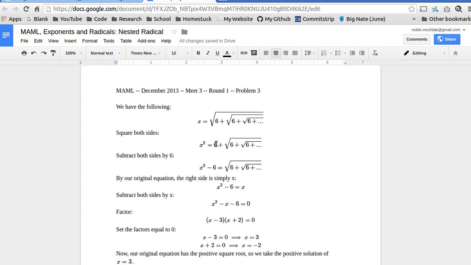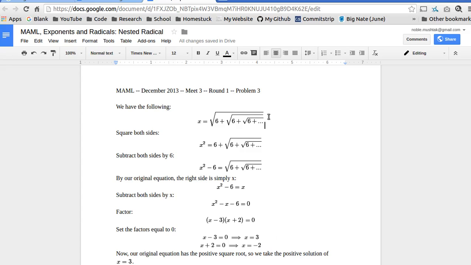x squared equals 6 plus the square root of 6 plus the square root of 6 plus to infinity. Then if we subtract 6, we notice that x squared minus 6 is the same thing as we had above. So this is the same as this. So we say x squared minus 6 equals x. And then we subtract x from both sides: x squared minus x minus 6 equals 0. Factor: x minus 3 times x plus 2 equals 0. And then we solve: x equals 3 or x equals negative 2.